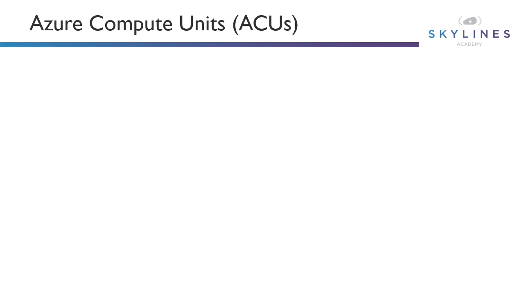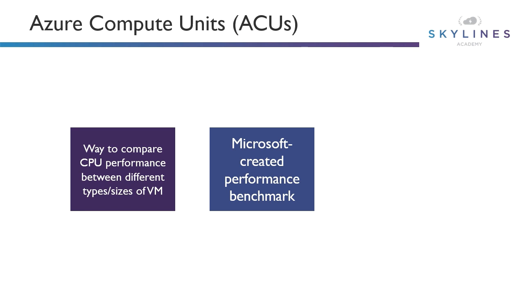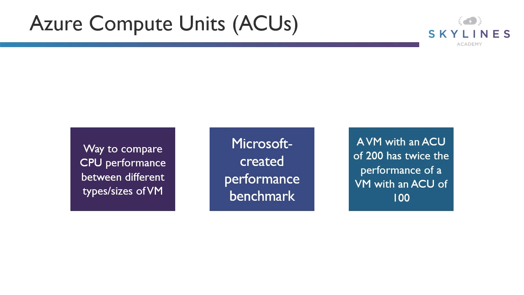So with that in mind, Azure created the ACU, or Azure Compute Unit. And this is a Microsoft-created benchmark that allows you to compare the CPU performance between different sizes and types of VMs. If you've got a VM that has an ACU of 200, that means it's going to have roughly twice the performance of a VM with an ACU of 100.